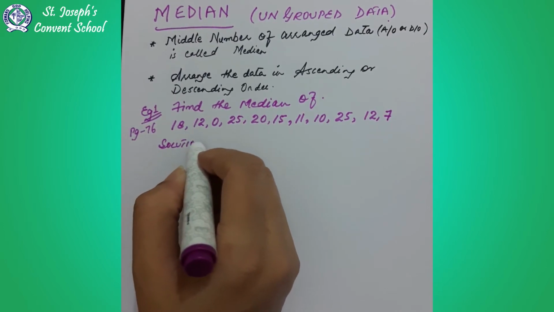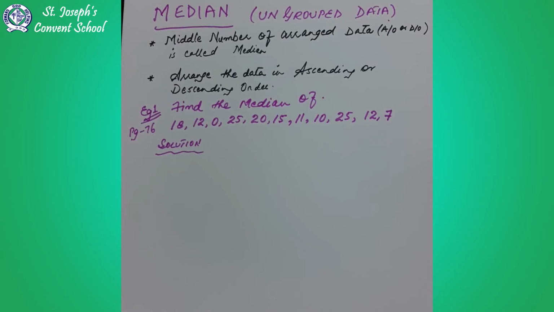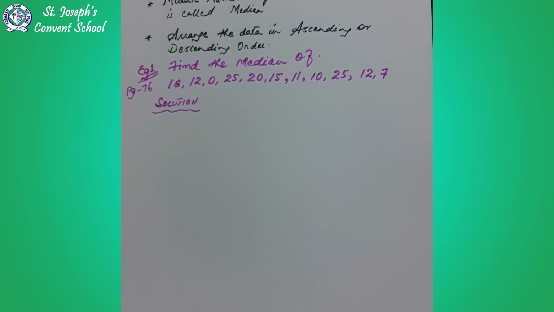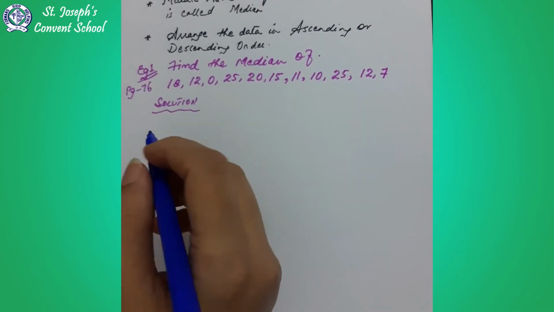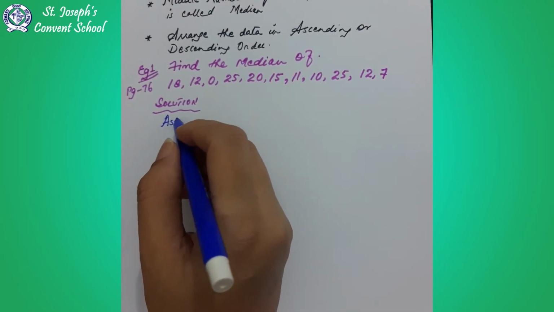Now some numbers are repeating in the question, but you will write all of them while arranging. When you arrange the data, if numbers are repeating, you will also repeat them. Don't write it once. If twice it is written, you will write it 2 times. Thrice it is written, you will write it 3 times. So let's write the data in ascending order. It is compulsory. First step is to write the data in ascending order.